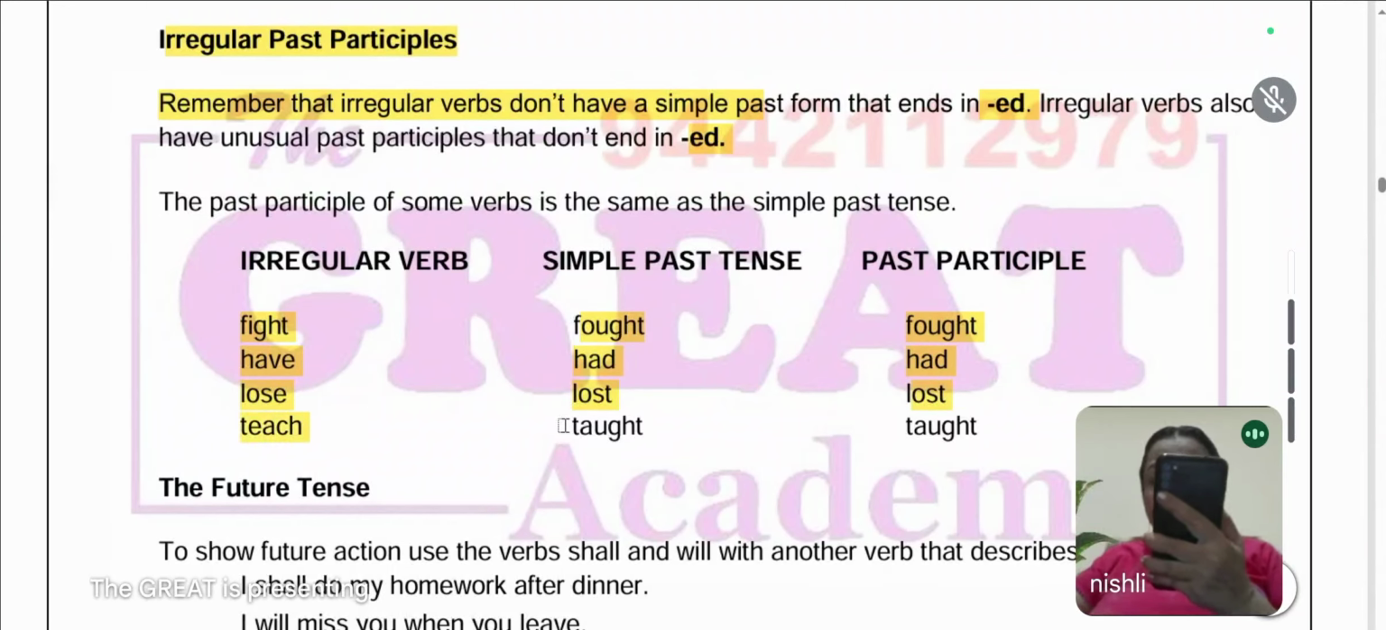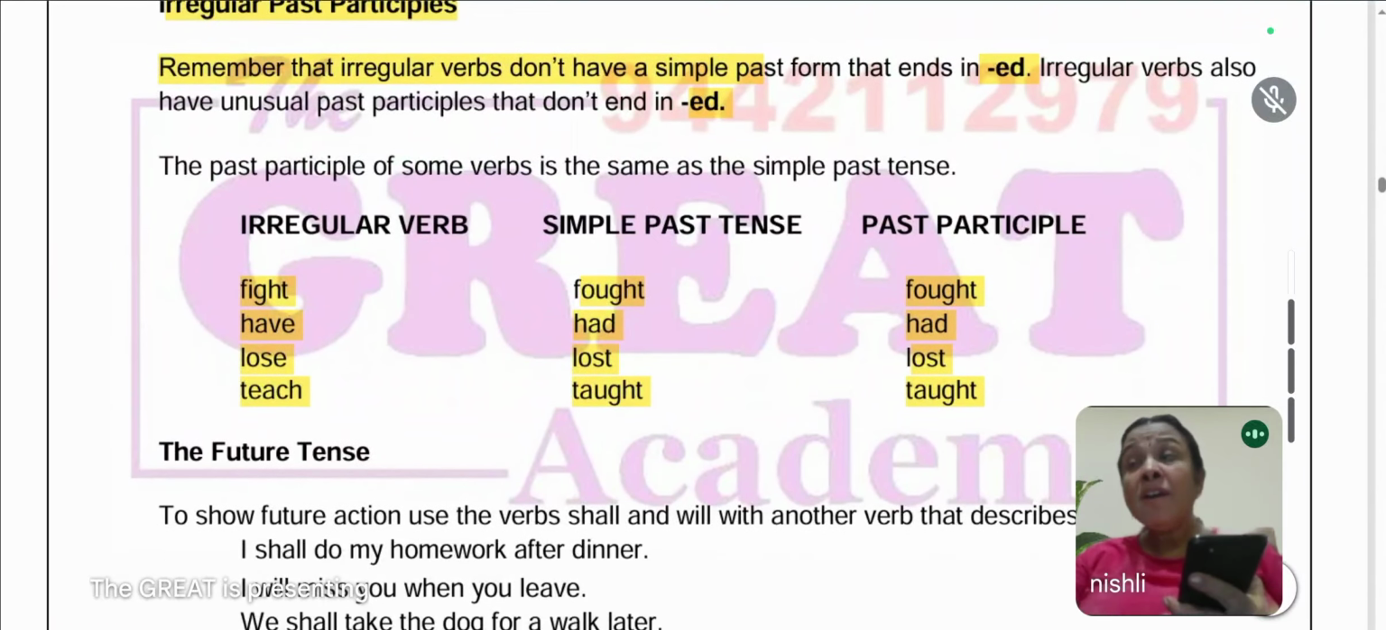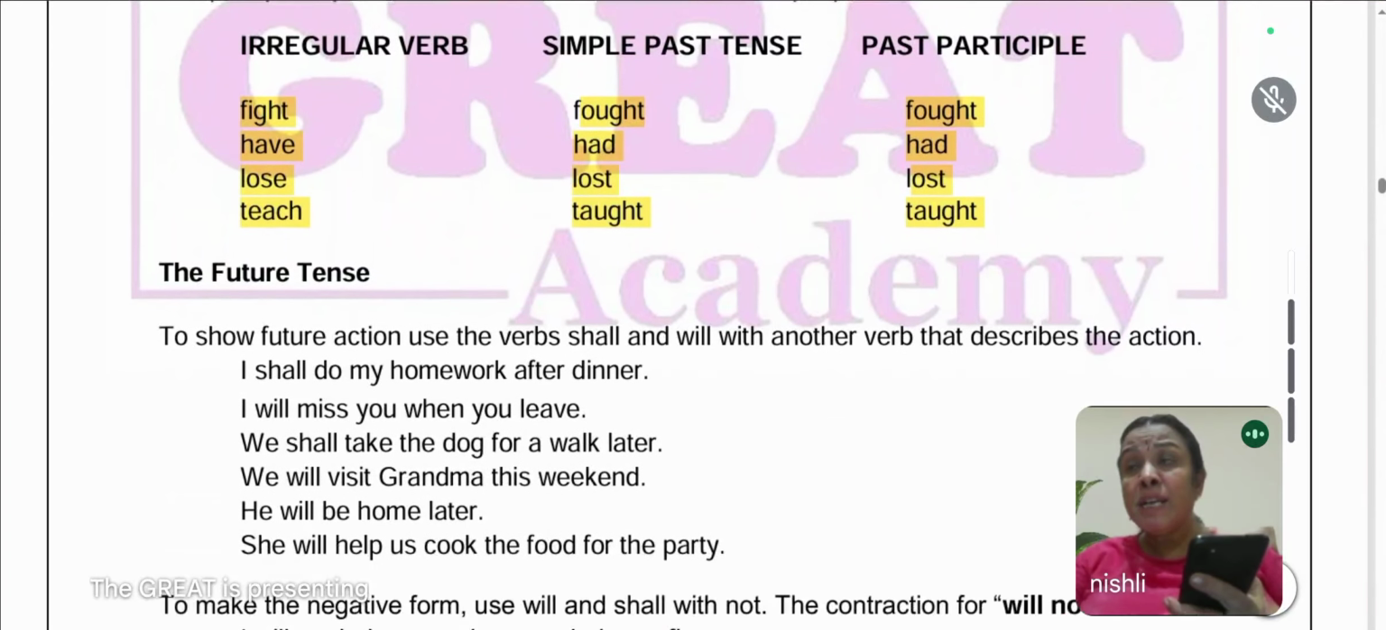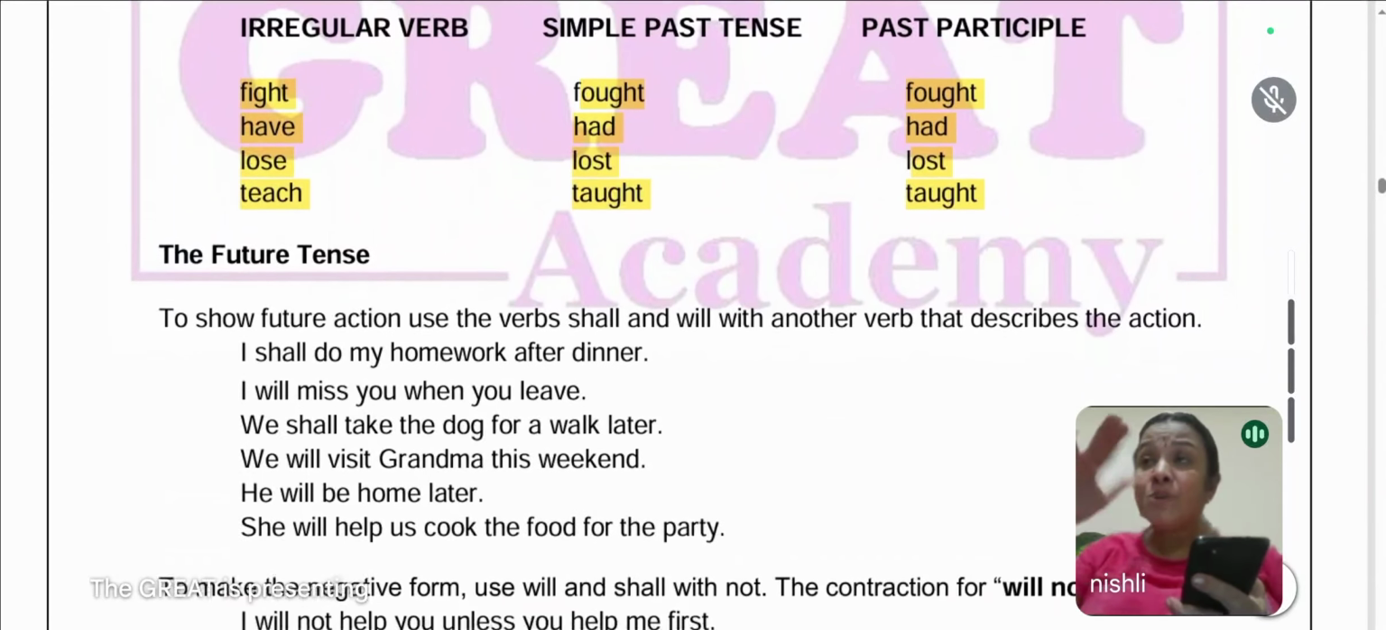Teach is taught. So you can never say, she taught me English last year. When you say last year, that is the past, so you can't say she teach me last year. She taught me last year. This is one area where I find many students making mistakes, so be very careful when you convert present into past.